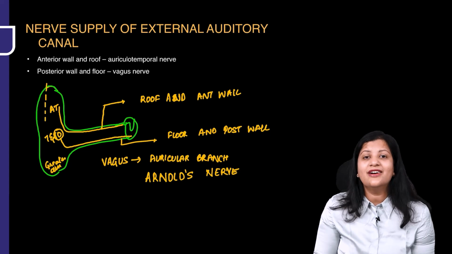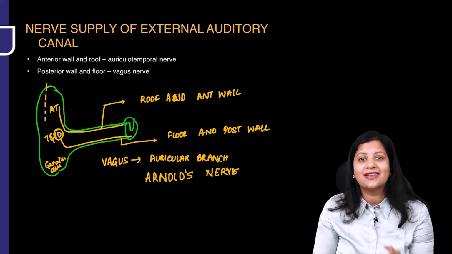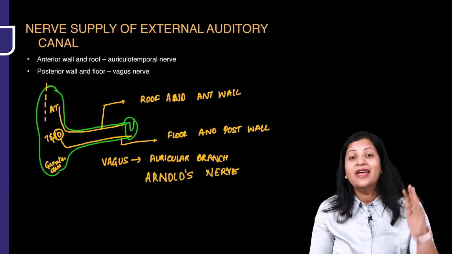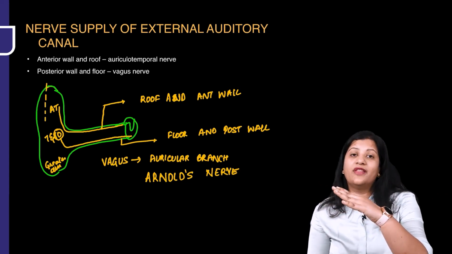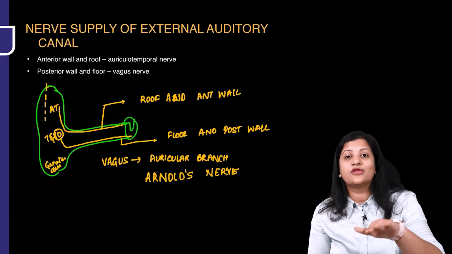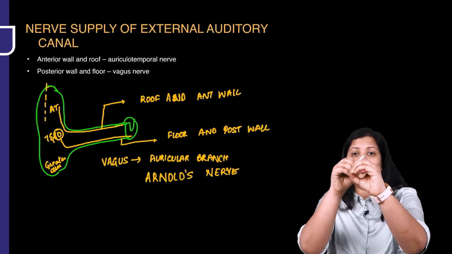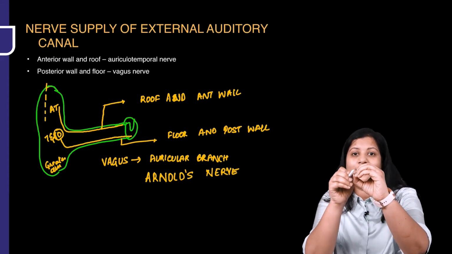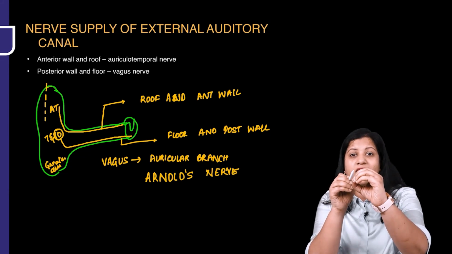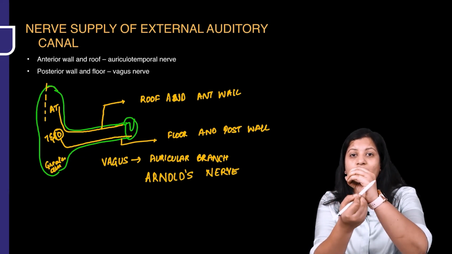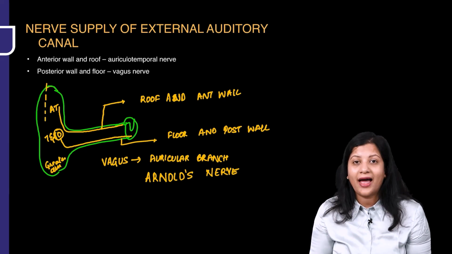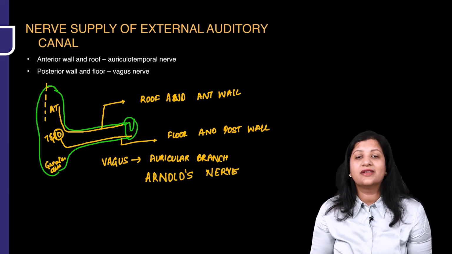Here's the explanation. What is Arnold's nerve? Auricular branch of the vagus nerve is called Arnold's nerve. It will supply the floor of the external auditory canal and the posterior wall of the external auditory canal. So if we take the canal, the roof and the anterior wall will be supplied by the auriculotemporal nerve, whereas the floor and the posterior wall will be supplied by Arnold's nerve. Arnold's nerve is nothing but the auricular branch of the vagus nerve.